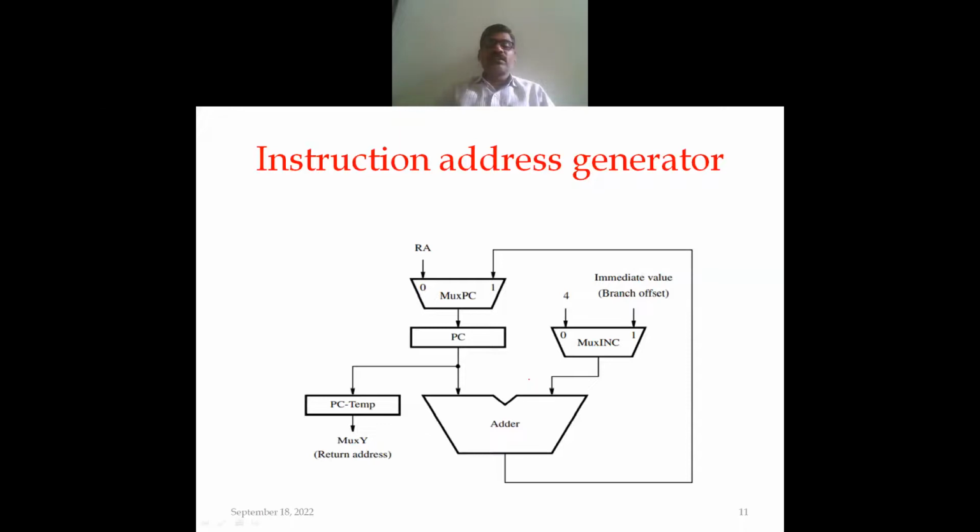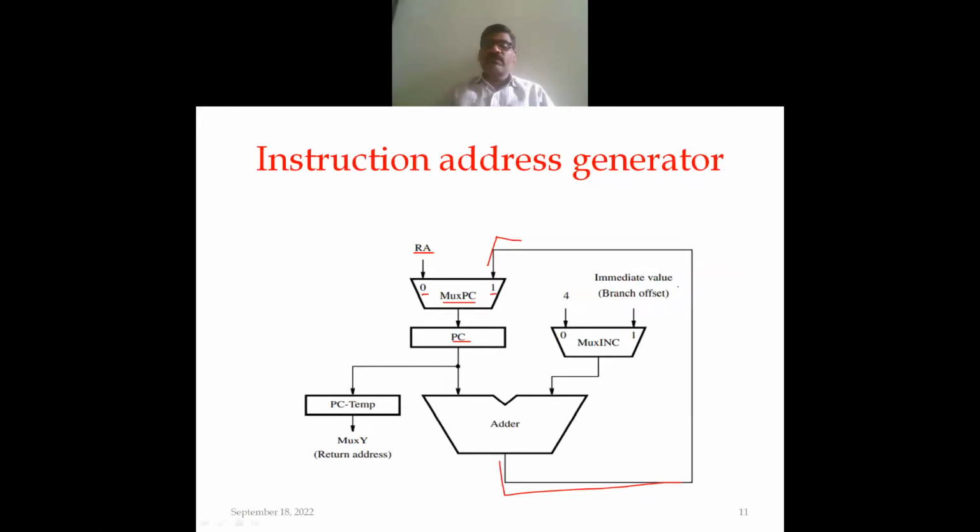This instruction address generator has a multiplexer corresponding to the program counter, which decides whether to consider the input from the RA register, or the adder output, which is given as an input to this mux. So the mux PC will select 0 or 1. If it is 0, the RA register content will be selected. If it is 1, the outcome of this adder will be selected, and it will be placed into the PC. Fine.